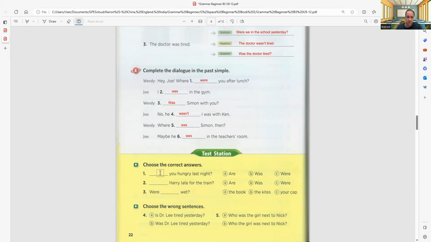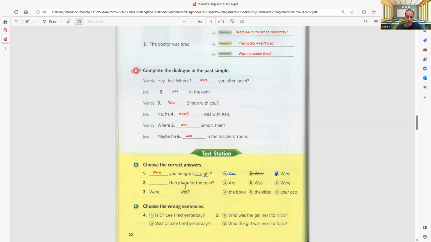Test station. Choose the correct answers. Something you hungry last night. Okay, so you cannot, and last night. So it can't be right now, cannot be was, it's got to be were. Were you hungry last night?